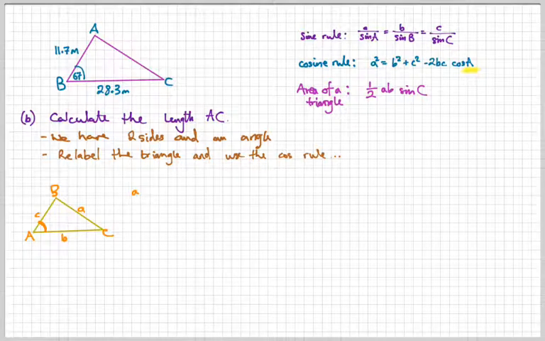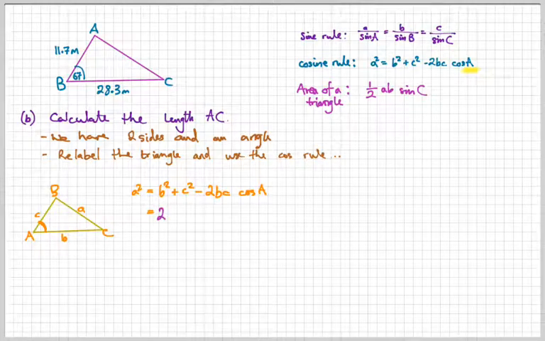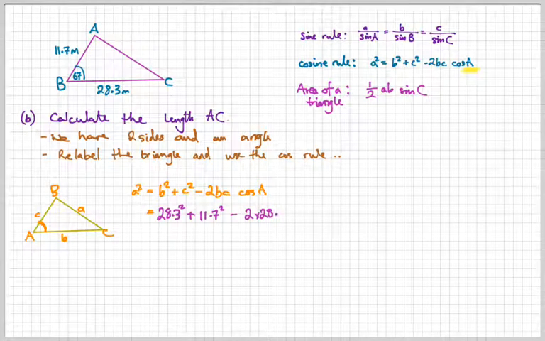I'm going to now write out what the cosine rule is. So the cosine rule is a squared is equal to b squared plus c squared minus 2bc cos A. That's the cosine rule that you get given. Now that we've relabeled the triangle to look like this one here, we can fill out what we know. So we know what b is. b is 28.3, so we've got 28.3 squared. We know what c is. c is 11.7 squared. We have minus 2 times 28.3 times 11.7, and then A is 67 degrees.